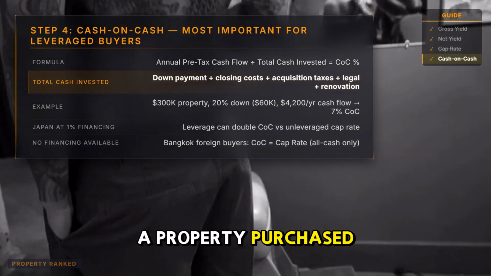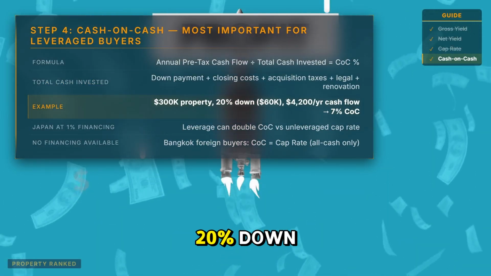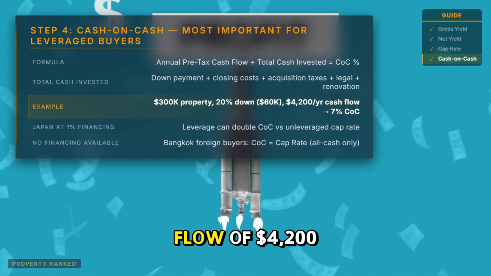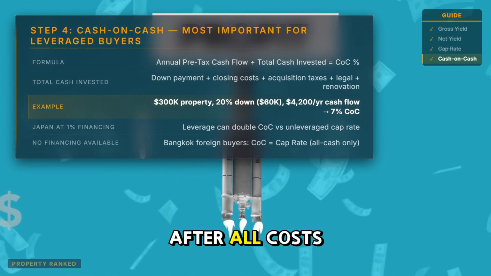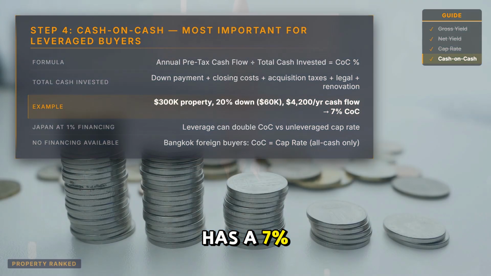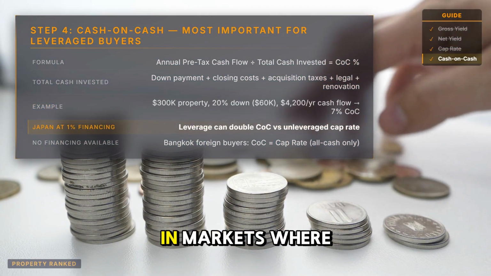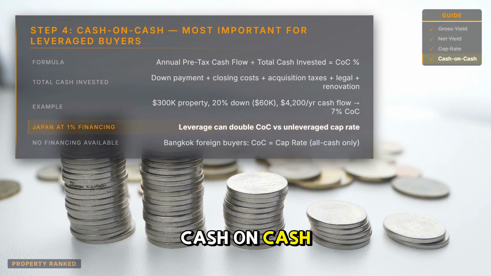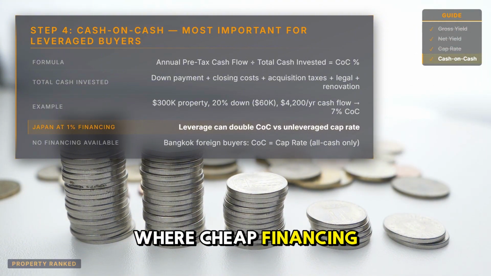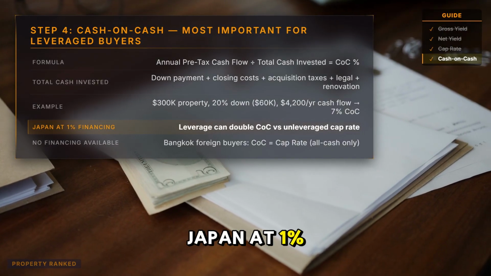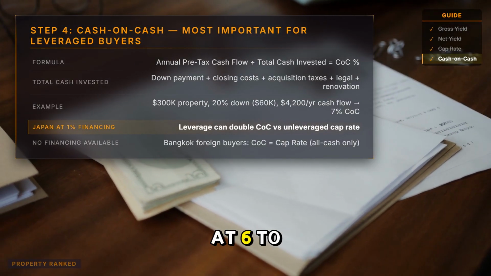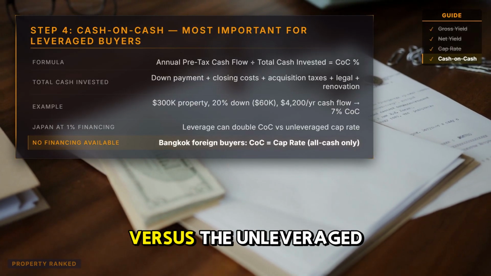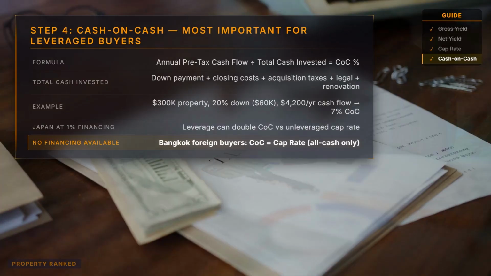A property purchased for $300,000 with 20% down, $60,000 invested, generating annual cash flow of $4,200 after all costs and mortgage has a 7% cash-on-cash return. In markets where financing is expensive or unavailable, cash on cash equals cap rate. Where cheap financing exists, Japan at 1%, some US markets at 6 to 7%, leverage can double cash on cash returns versus the unleveraged cap rate.